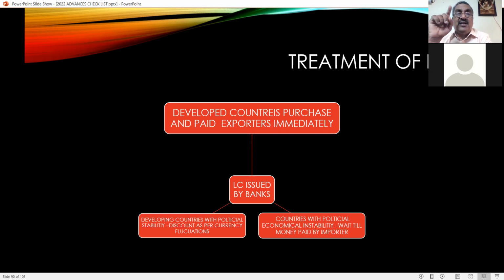So if the Ukraine bank has issued the LC, then that will not be discounted in India. They wait till the money has been paid by the importer. That means an LC cannot be discounted for countries where there is political instability, and bankers discount the LC of countries where there is political stability. This is the concept.